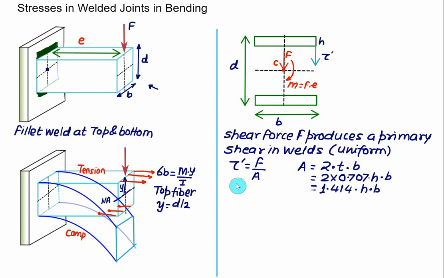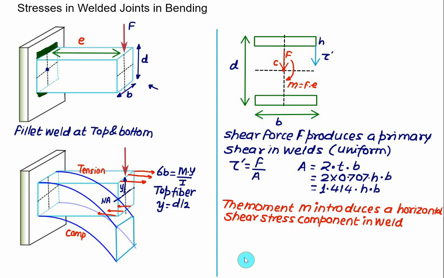In this fashion we can find the value of tau prime, and all this value of tau prime will act vertically downward. So all these directions represent the vertical shear stress due to the force F, which we are calling the primary shear. Due to the bending, actually a bending stress is produced, but we know the fillet design is always based on shear, and therefore we'll say here that the moment M introduces a horizontal shear stress because the bending stress direction is horizontal, so it will also introduce a horizontal shear stress component in the weld.